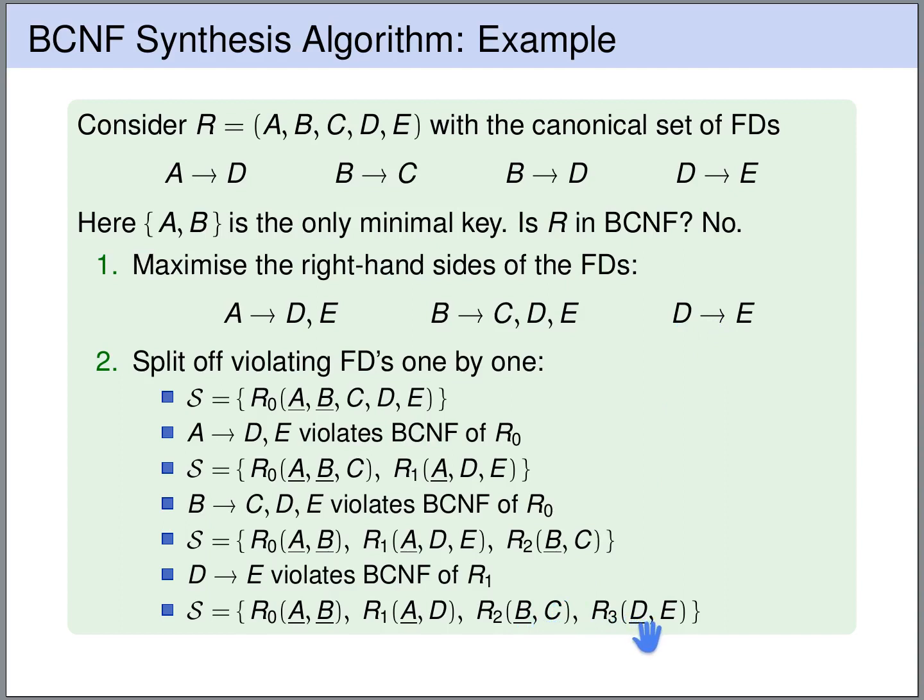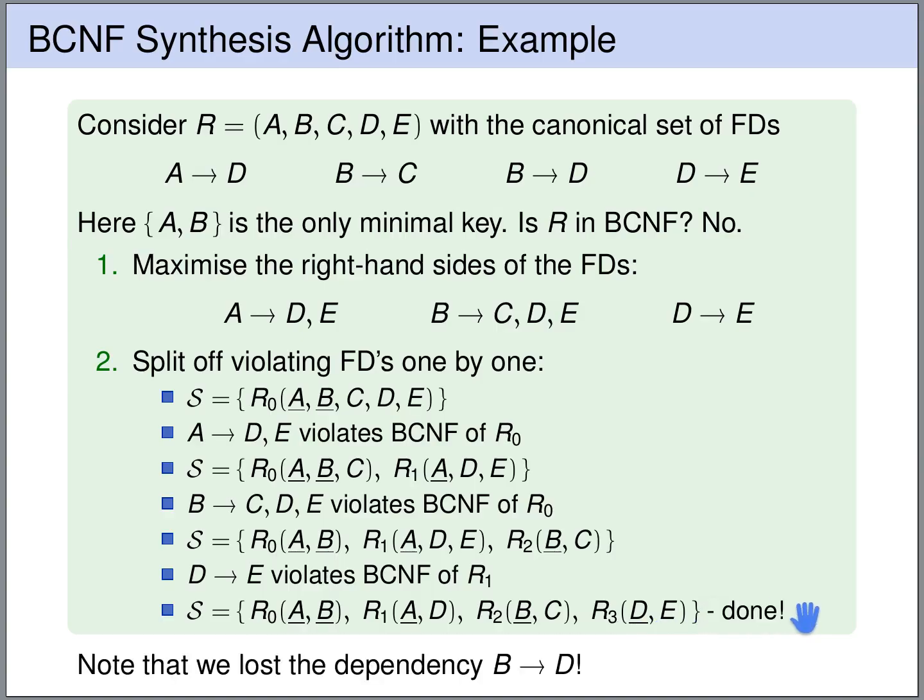And the third relation is not violated by the first functional dependency. There's no A. It's not violated by the second because there's no B. There is a D, but the D is a key of the third relation. So also the third functional dependency is fine with respect to this relation. So now we are done. There's nothing more to split. This relation is in Boyce-Codd normal form.